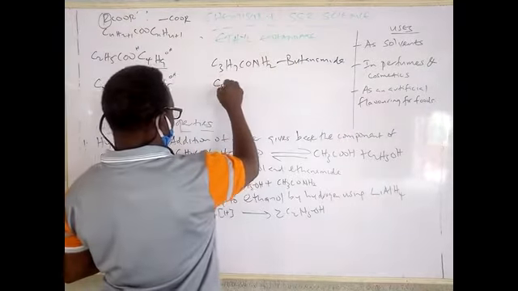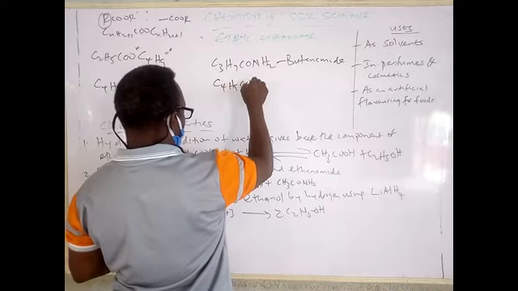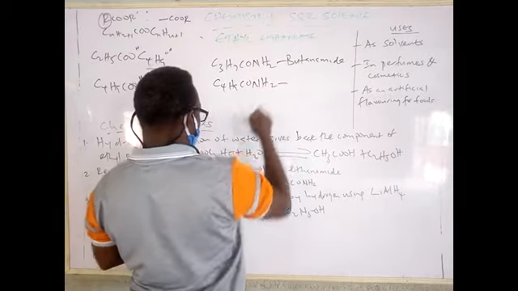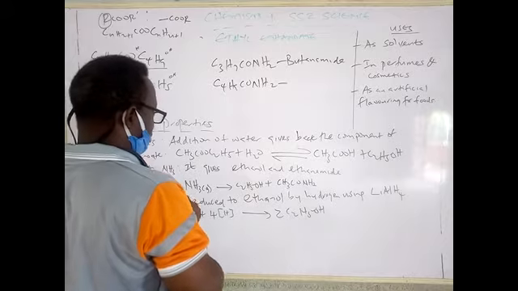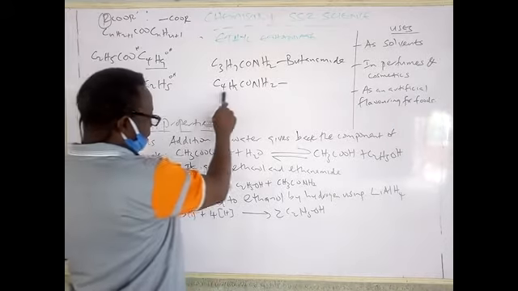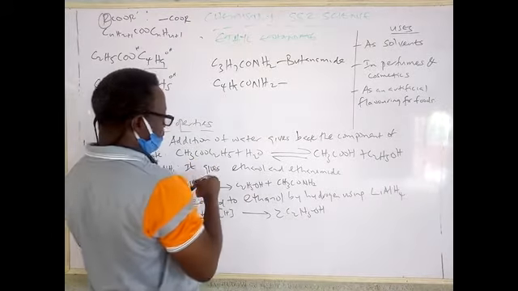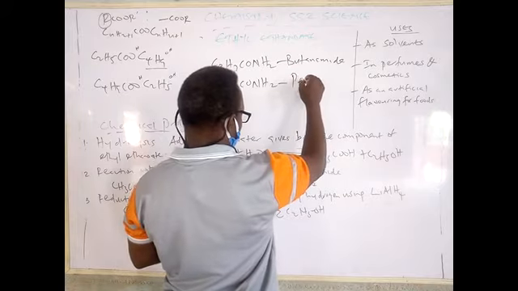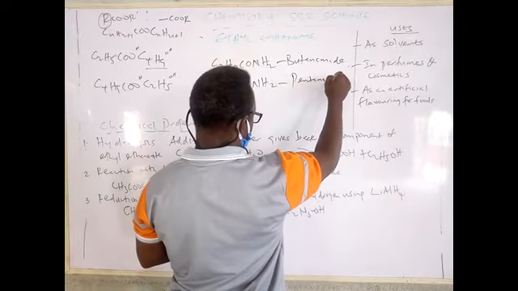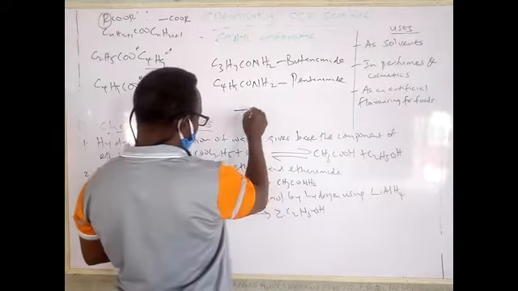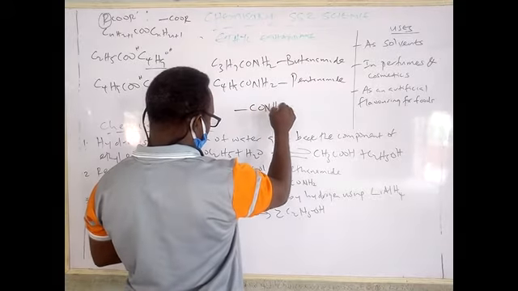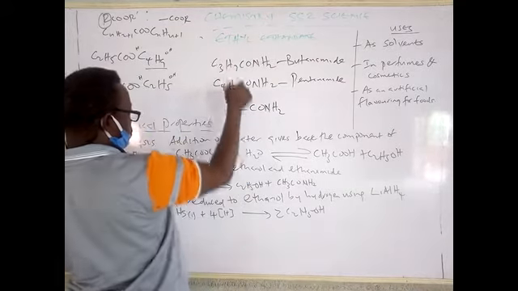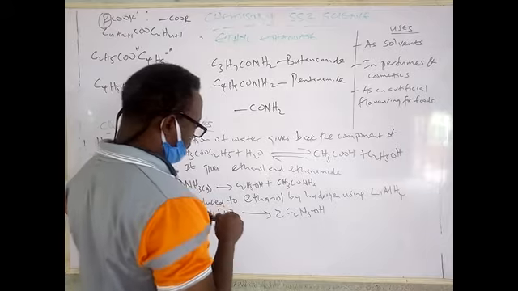If I write C4H9CONH2, what do you think the name will be? You check how many carbon atoms we have altogether. That's 5, so that will be pentanamide. Don't forget the functional group is this. Once you remove the alkyl group, you have the functional group.